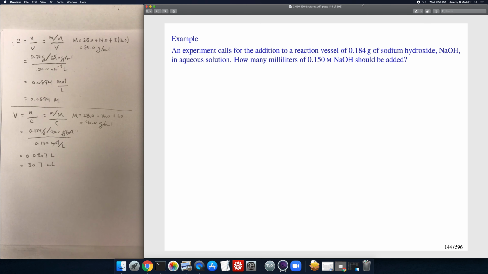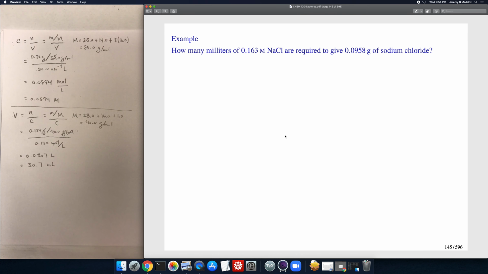Let's take a look at the next problem here. This one is similar. You're given a mass now of sodium chloride and the molarity of sodium chloride, and they want to know how many milliliters of that sodium chloride solution do you need to deliver 0.0958 grams. So it's solved in exactly the same way as this problem, but instead of using the molar mass of sodium hydroxide that we calculated, you would need to calculate the molar mass of sodium chloride and use these numbers instead. Okay, so I'll leave this as an exercise for you to try.